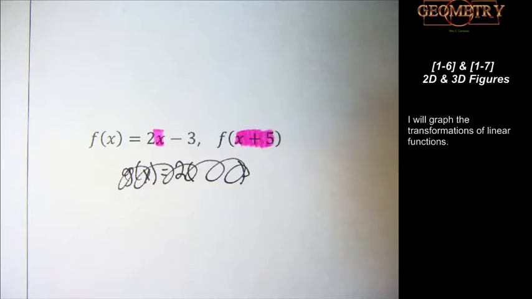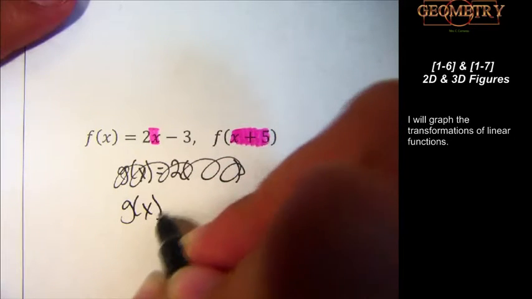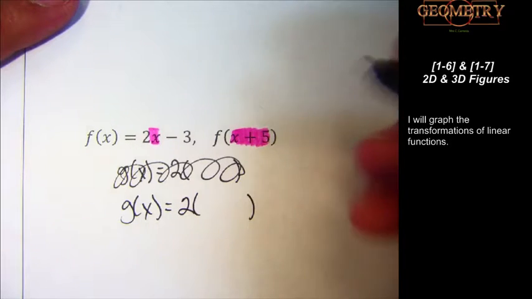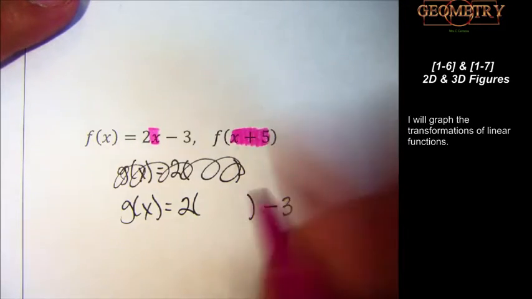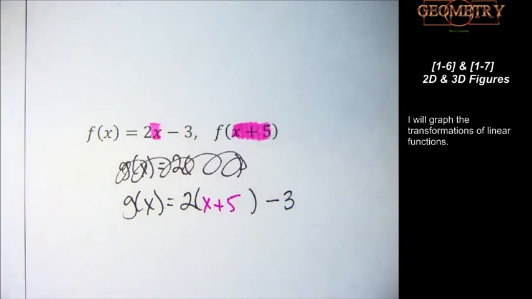Yes, yes, yes, I was confused. You're right. It's x plus 5 and then minus 3. See, it's really easy to try to make it more complicated than it is. I was trying to make it more complicated. It's this. Yes, you're right. I'm wrong.